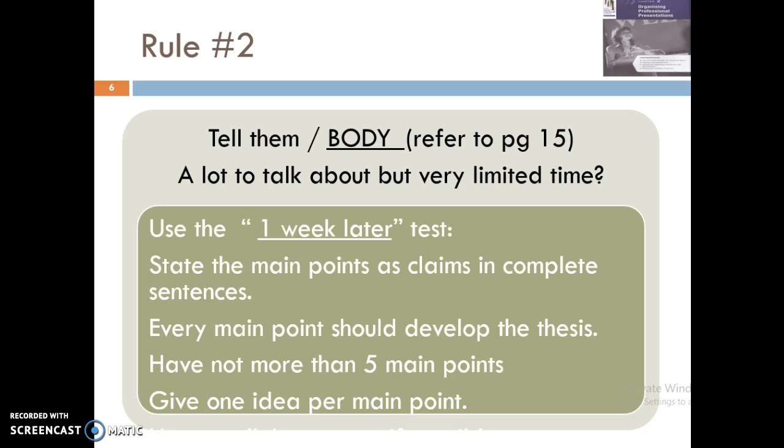Try not to have more than 5 main points and give one idea per main point. Ideas here means explanation or some form of elaboration on the main point. You could also give examples.